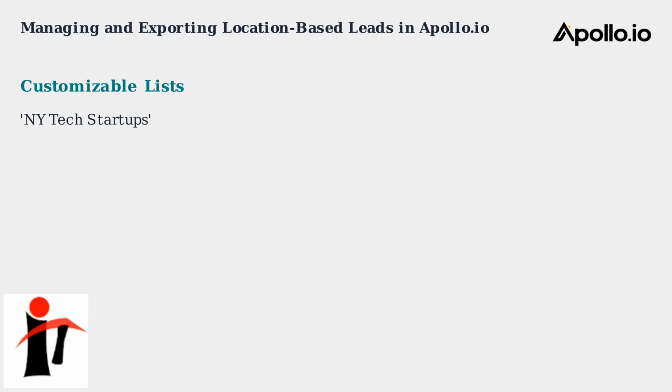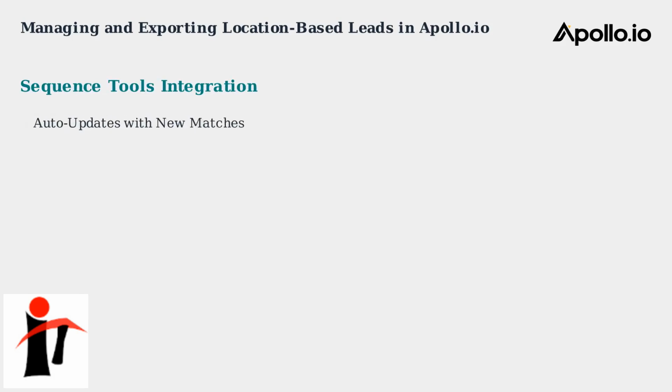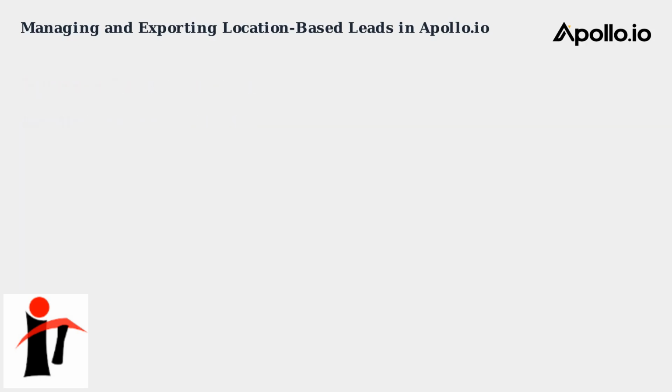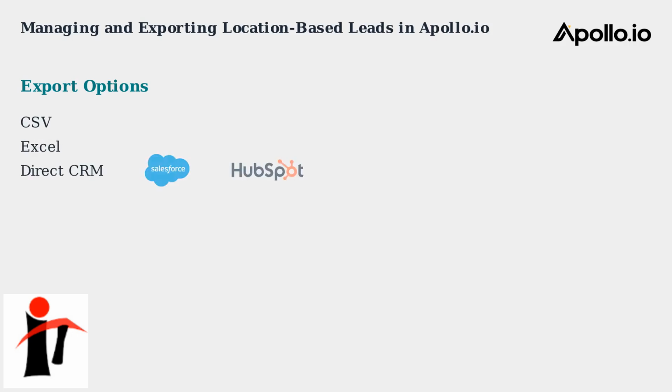Tech Startups. These lists integrate with Apollo.io's sequence tools for automated outreach and update automatically with new matches based on saved filters. Finally, export your targeted lead data to CSV, Excel, or directly to your CRM like Salesforce or HubSpot.